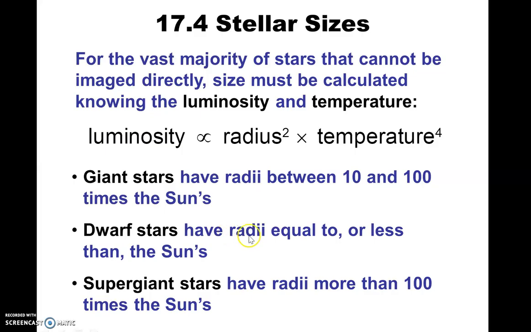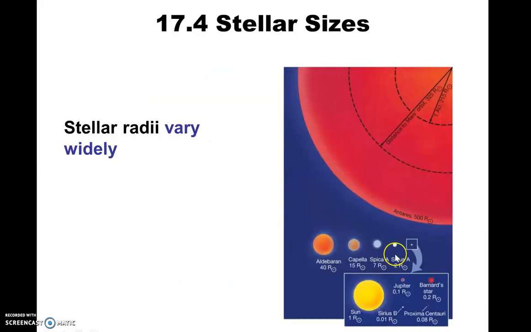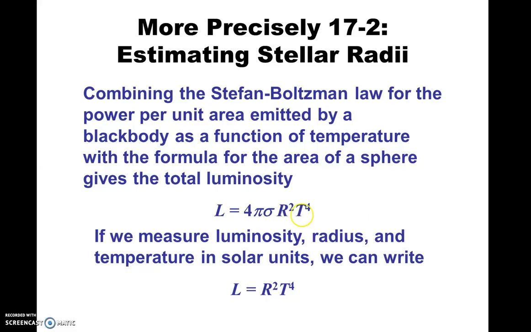Yeah, no, dwarf stars have radius equal to or less than the sun. Yeah, it kind of jumps there to 10. So generally, stars that are less than 10 are just considered normal size stars, if you will. Sort of solar size stars, I guess you could say.